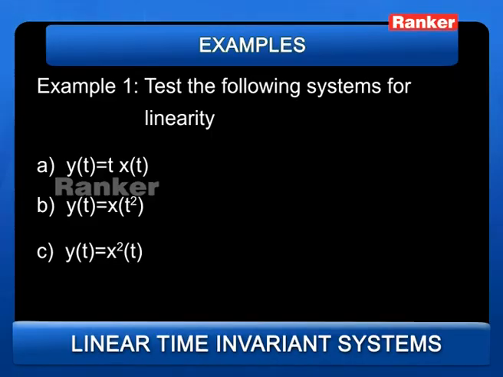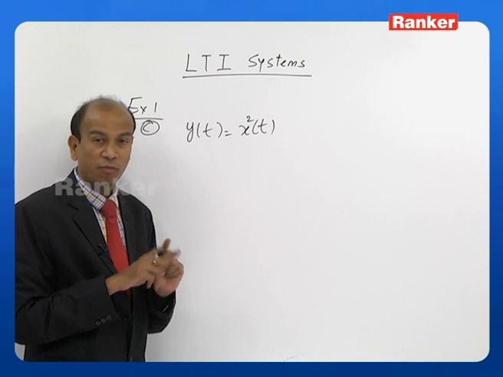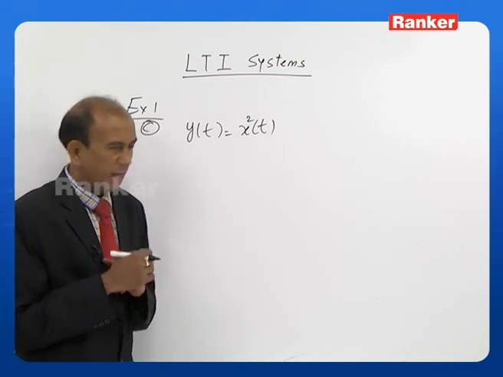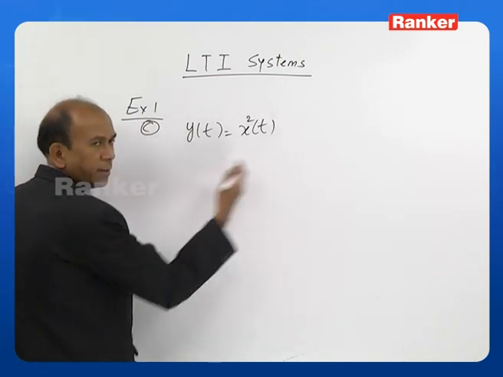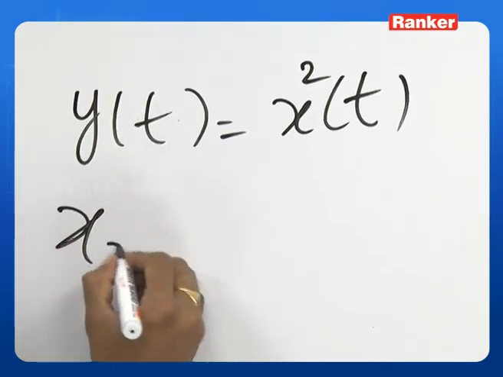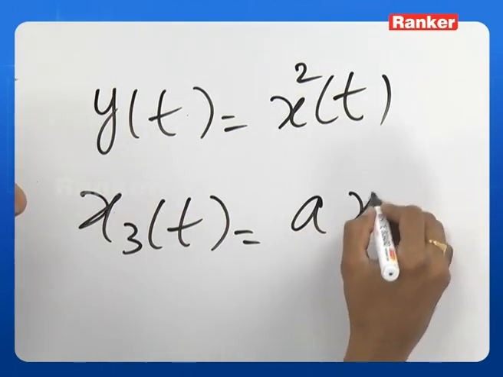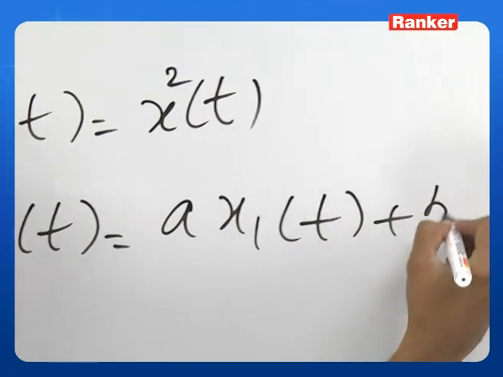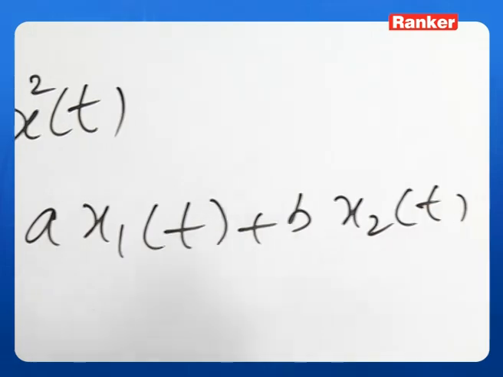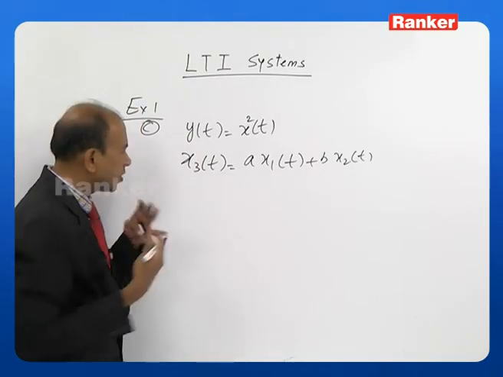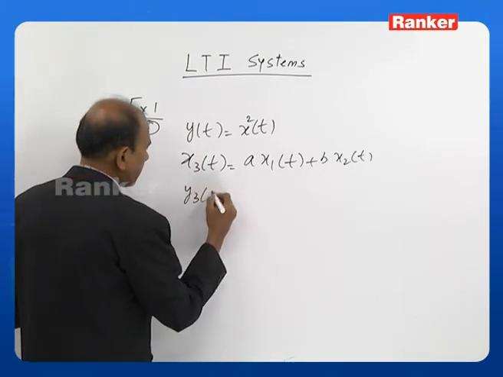Let us see the C of the example here, as we have done A and B. Now, the C equation is y of t is x square of t. Earlier it was x of t square, now it is x square of t. So, let us see the corresponding things again. We will write down here directly. x3 of t is nothing but a x1 of t plus b x2 of t. Corresponding to that, what will y3 of t be?